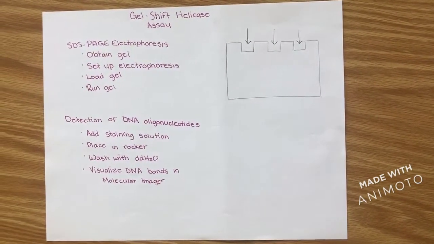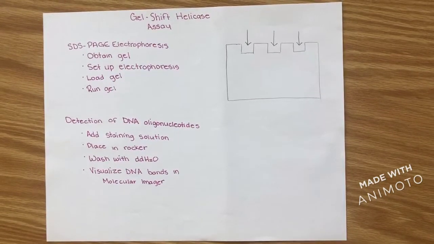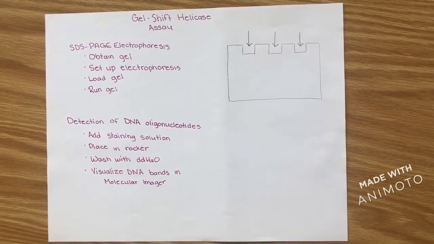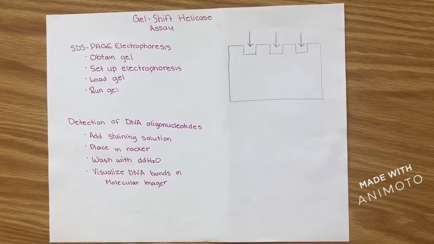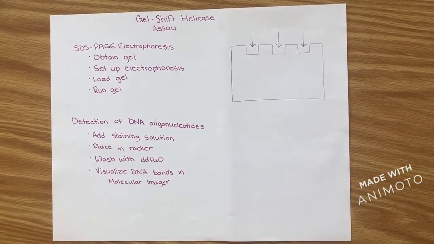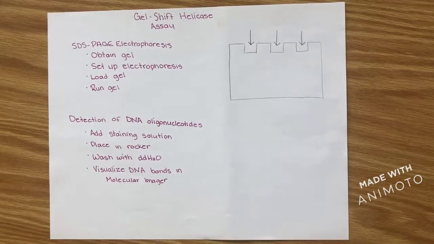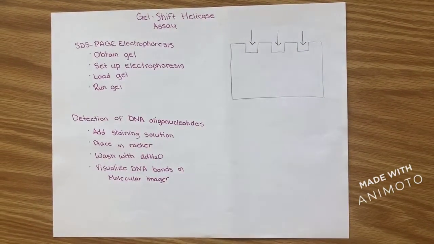The samples created in the previous reactions are added to the wells of an 8% TBE gel. The staining solution is added after the gel is run in the electrophoresis. It's placed on the rocker and washed with ddH2O. The gel is then placed in the molecular imager to detect the bands. This is the product from a molecular imager.